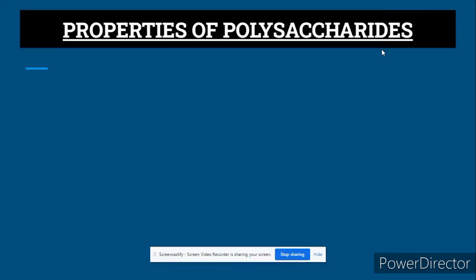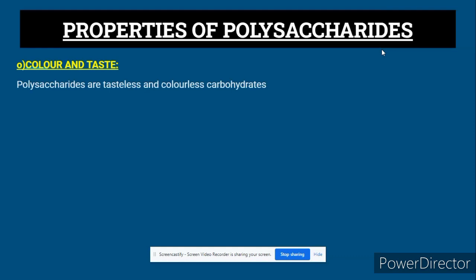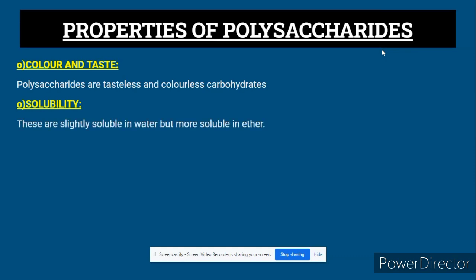Properties of the polysaccharide. Here we have some of the properties of the polysaccharide, one of them is the color and the taste. Polysaccharides are tasteless and colorless carbohydrates. The second property is about the solubility. Polysaccharides are slightly soluble in water but are more soluble in ether. About the crystal formation, polysaccharide does not form crystals on desiccation.